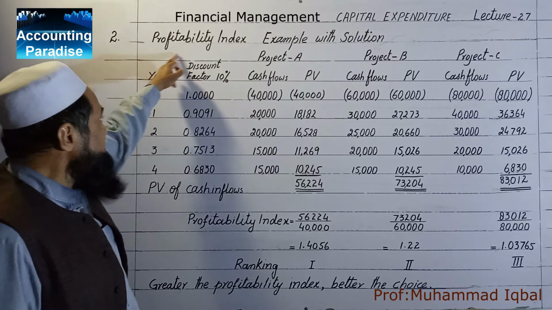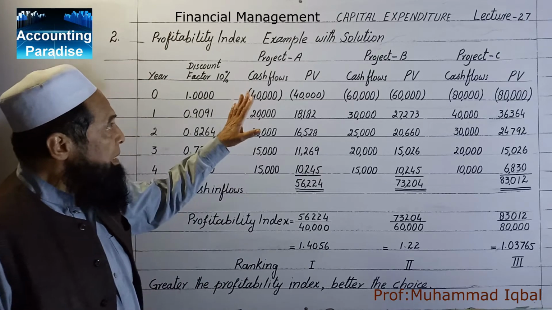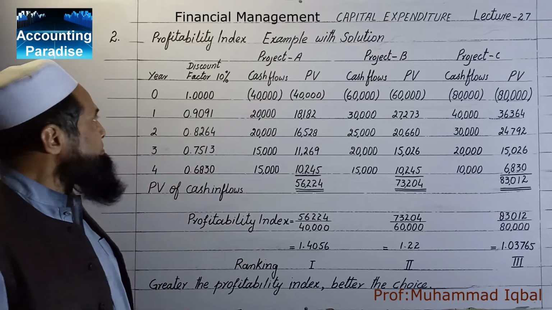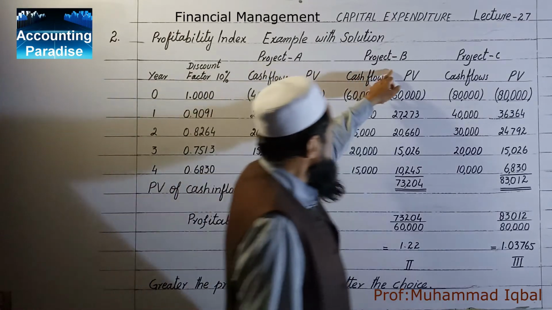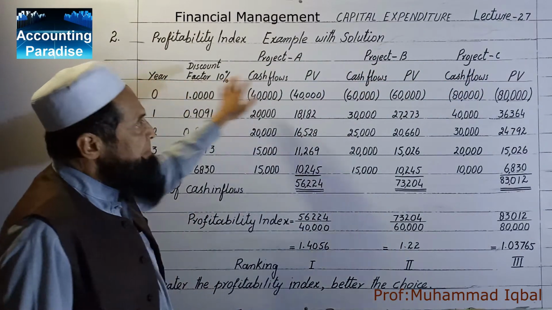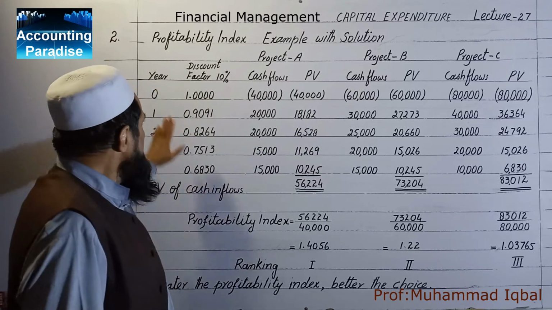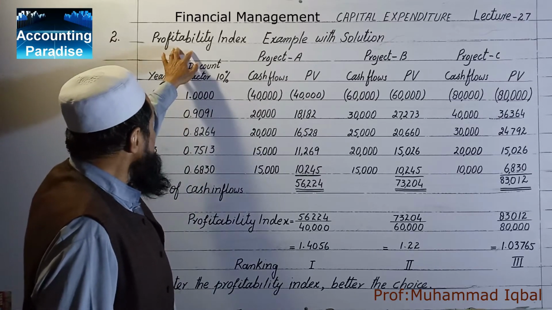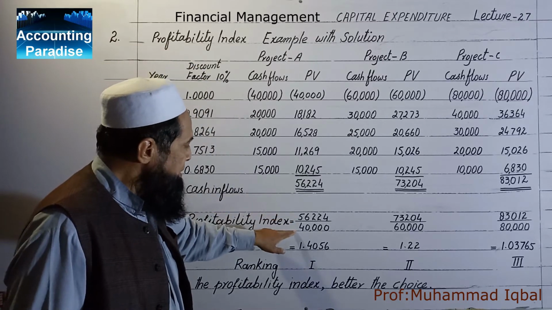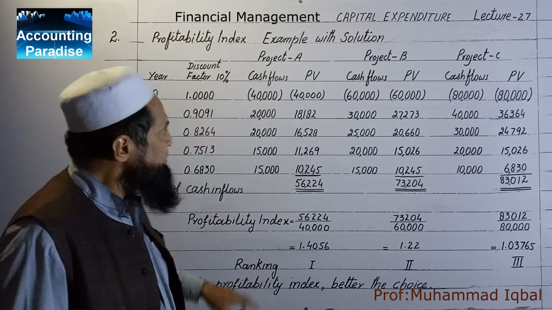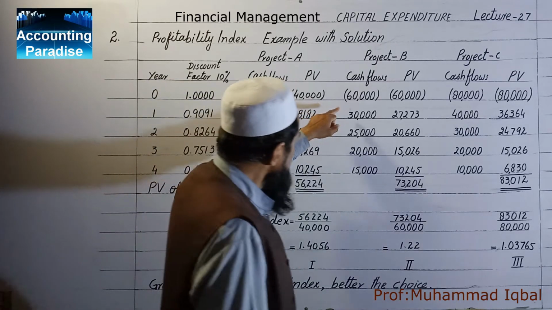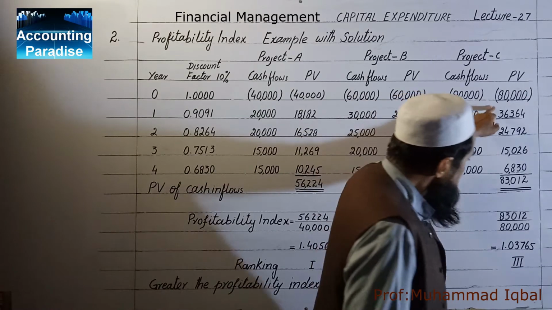Here is an example of profitability index. This example is given along with the solution. These are project A, project B, project C. These are the cash flows and the discount rate is 10% for all the projects. As you know, the formula of profitability index is all cash inflows over all cash outflows. The outflows are investments. Here it is 40,000, here 60,000, and here it is 80,000.